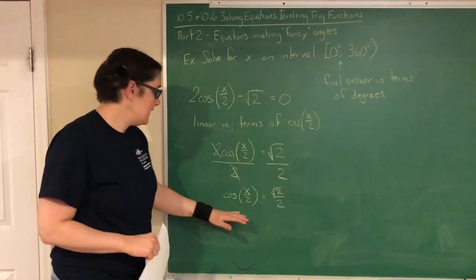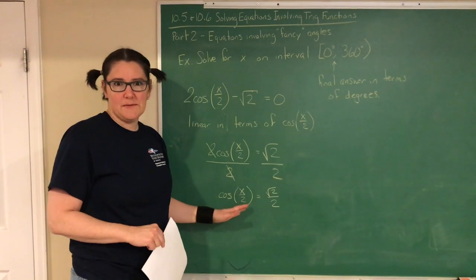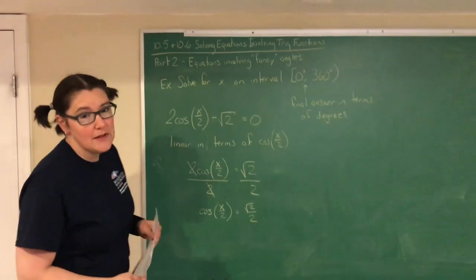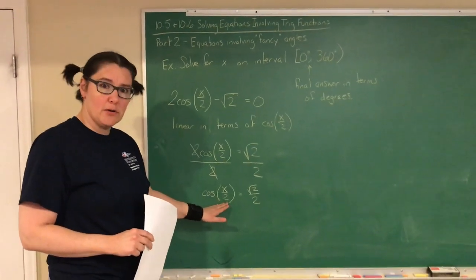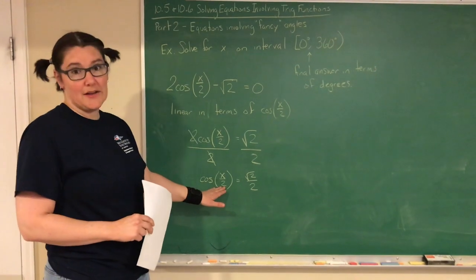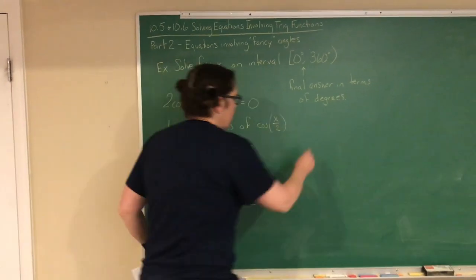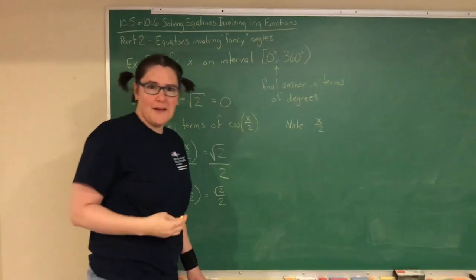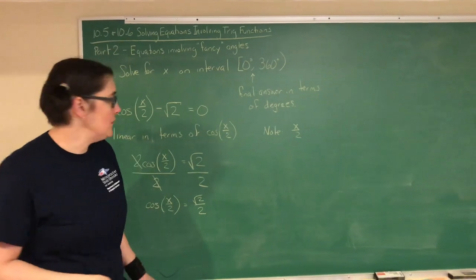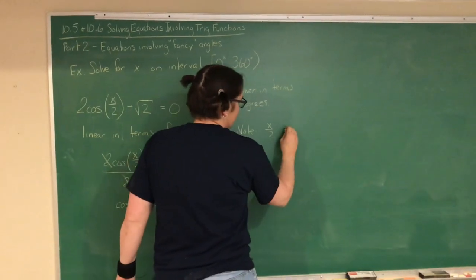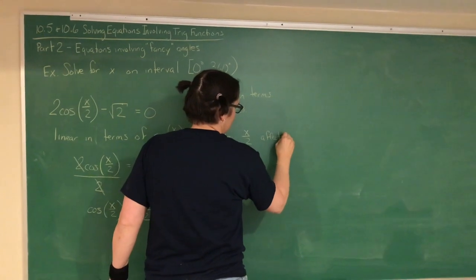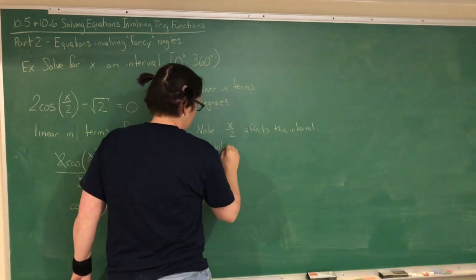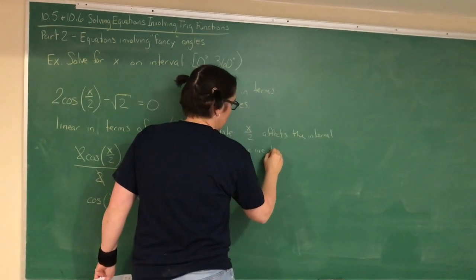Okay, so in this example, we isolated cosine of x over 2, and we have root 2 over 2. Up until this point, we've completely ignored the fact that there's fancy stuff inside of the parentheses, in the argument or in the angle of our cosine function. I want to pause now and talk about how this fancy angle affects things. When we have something fancy inside the parentheses like an x over 2, this angle affects the interval where we look for angles.